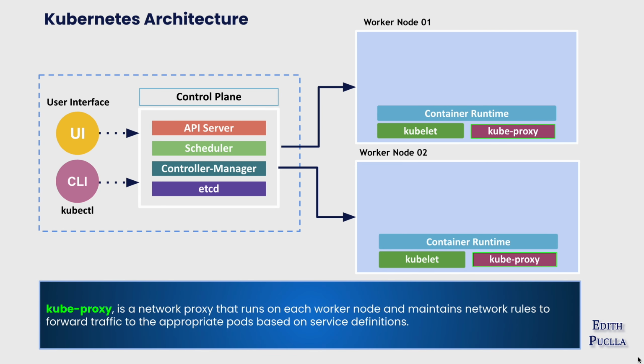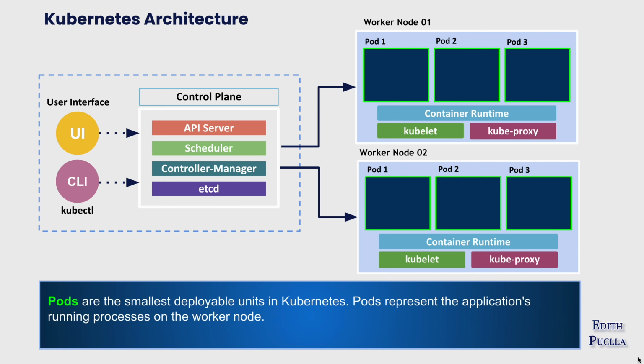kube-proxy is a network proxy that runs on each worker node and maintains network rules to forward traffic to the appropriate pods based on service definitions. Pods are the smallest deployable unit in Kubernetes. Pods represent the application's running processes on the worker node.